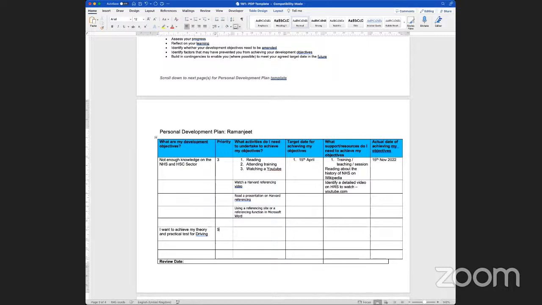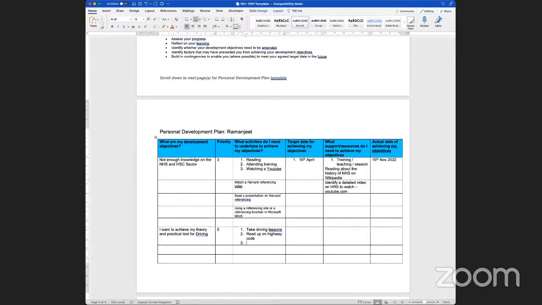Now, what is the priority for me? It is the topmost priority because I spend a lot of time going by bus or tram, and if I have my own car and can go to my place of work, then obviously it will save me time. Now, what are the activities that I'm going to undertake? Number 1, take driving lessons. Number 2, read up on the highway code to prepare for the theory test.